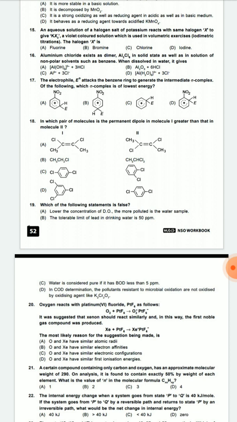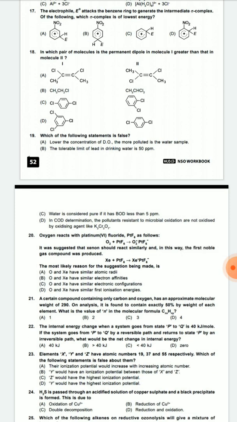So answer A will be the correct option, as we know that a pair of molecules is given in which the permanent dipole in molecule 1 is greater than molecule 2. Question number 19.